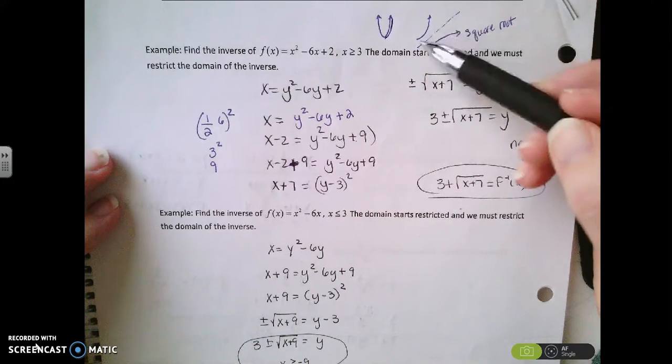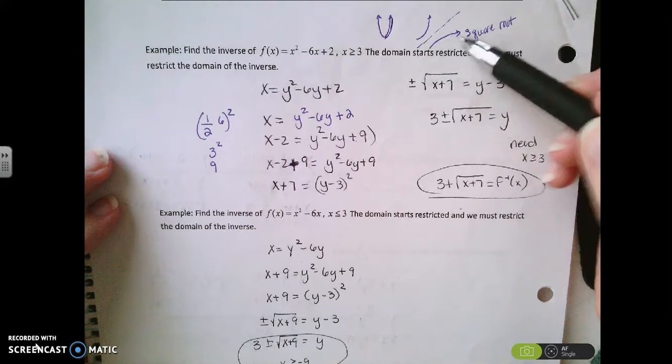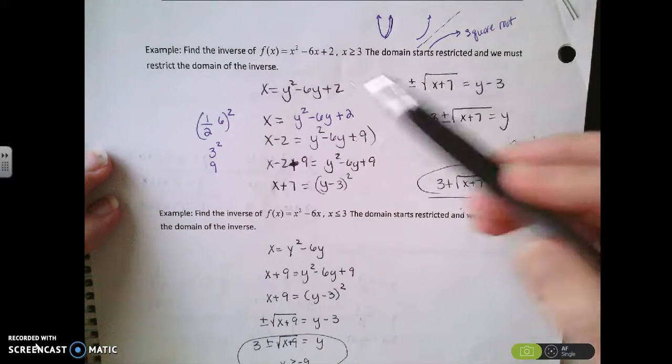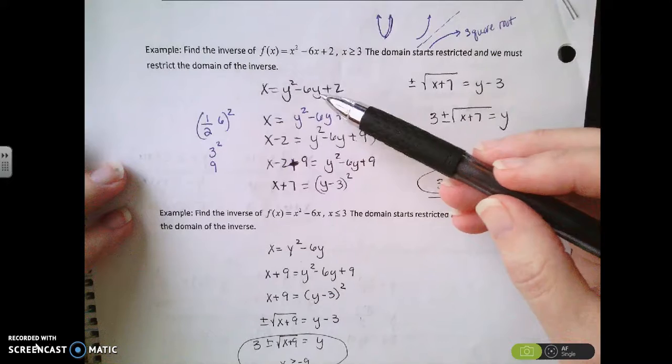So if we imagine the inverse of this over that y equals x line, we're going to end up with a graph that looks something like this, which is the square root of this function. So what we're going to end up with in the end is a square root function for our answer. So we did the same thing.